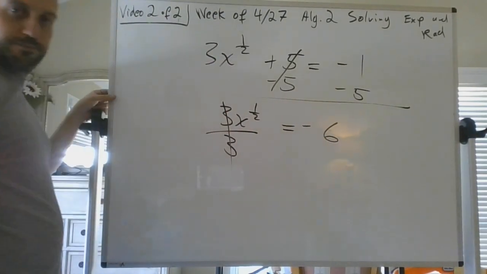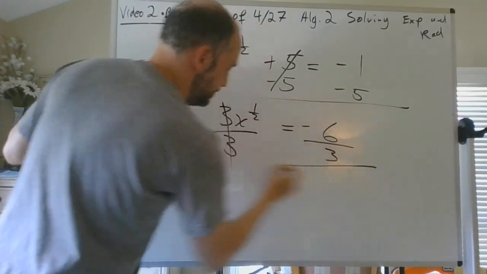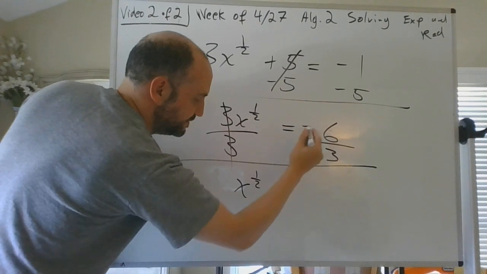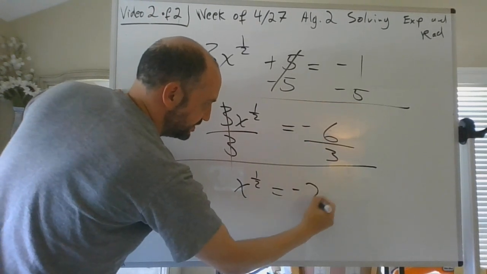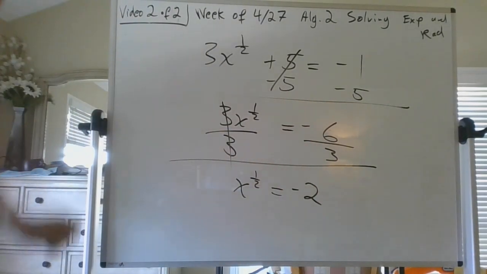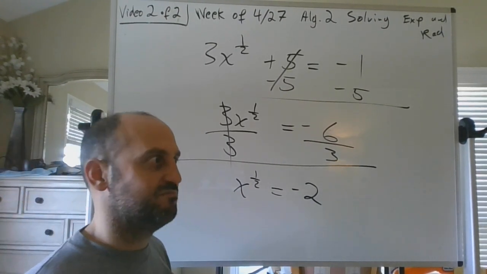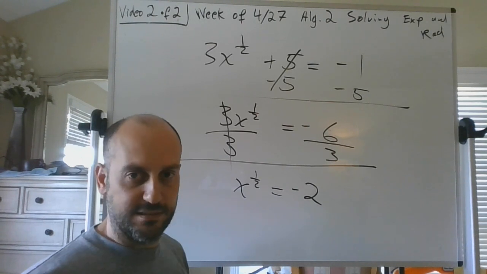Divide by 3. What I do to one side, I do to the other. Divide by 3. I'm left with x to the power of half equals, that's going to be negative divided by positive is negative. That's -2. Here's the problem. Here where it lies. X to the power of half. It seems confusing to me. I'm not really sure what that looks like.